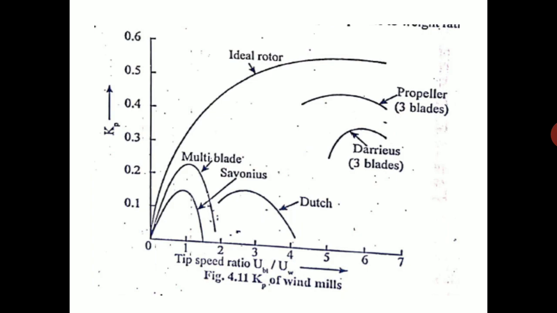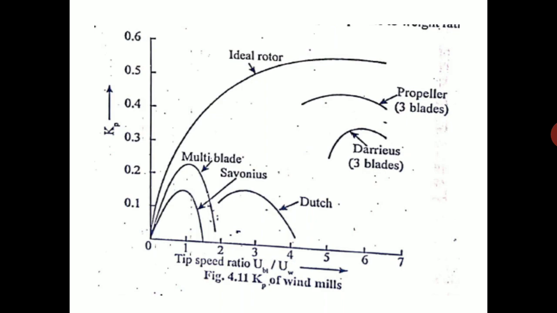Now you can see this is the coefficient of performance graph for the windmills. On the y-axis you have Kp, the coefficient of performance. The maximum is 0.59. The maximum efficiency of the wind turbine cannot exceed 59%, and that is called Betz's limit, B-E-T-Z, Betz's limit. And on the x-axis you have the tip speed ratio, that is the tip speed of the blade divided by the wind velocity. So you can see the ideal rotor curve should be the top one, like this, that is a standard curve.